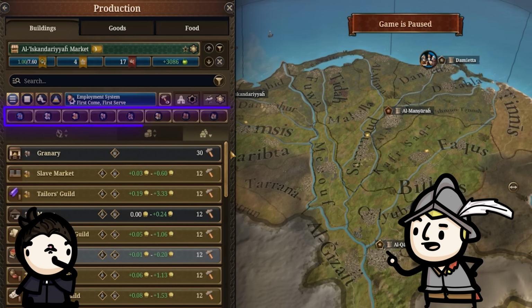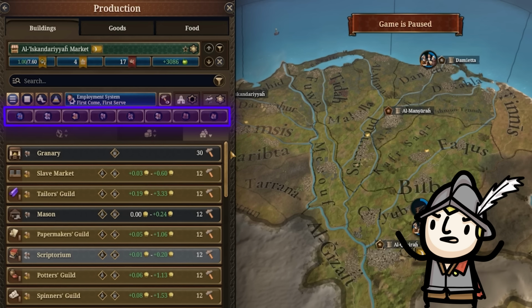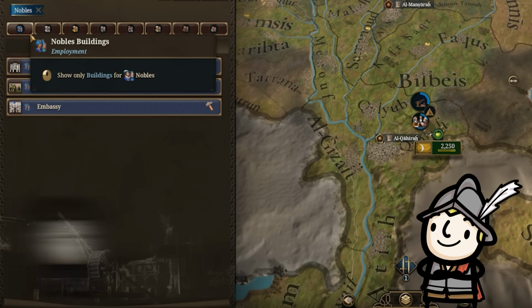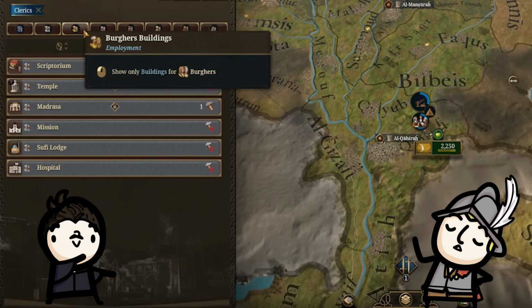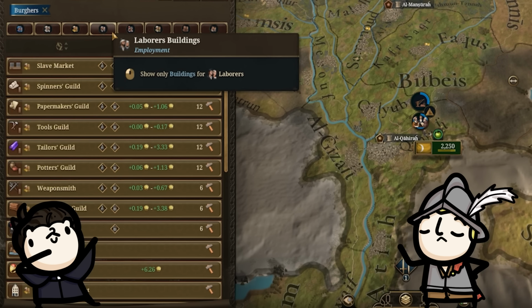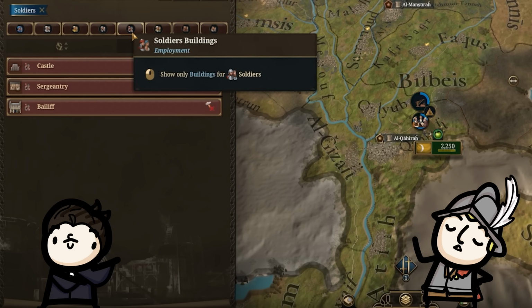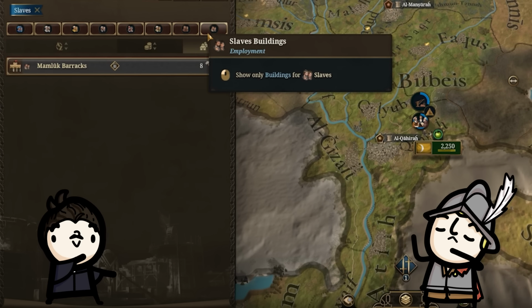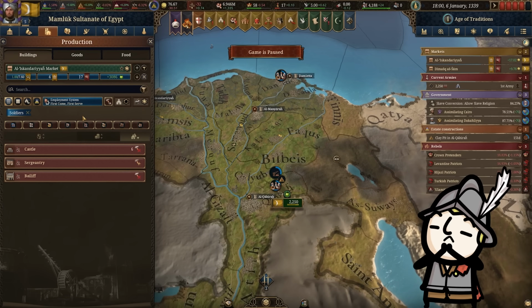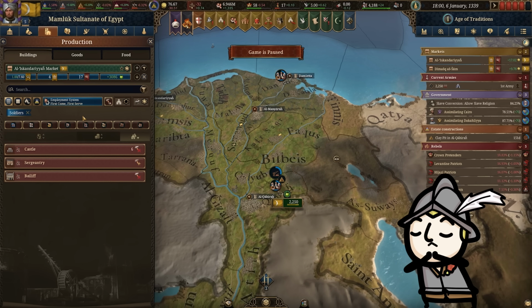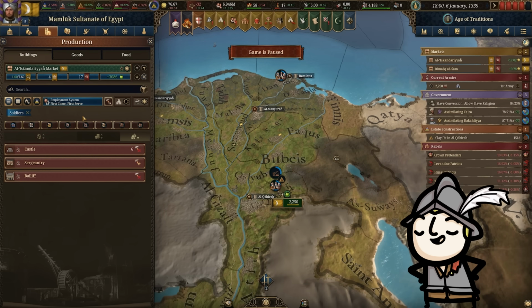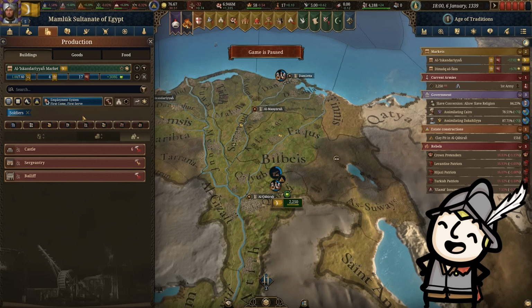That's where this bar of buttons comes in handy. All of these different colors represent the different types of pop that will be needed to operate the building. So here we could see that we have noble buildings, cleric buildings, burgher buildings, laborer buildings, soldier buildings in red, peasant buildings, tribesmen, and slave buildings. This can be useful if you're, say, wanting to increase the number of soldiers available in your manpower pool. You would be wanting to build buildings that employ new soldiers.